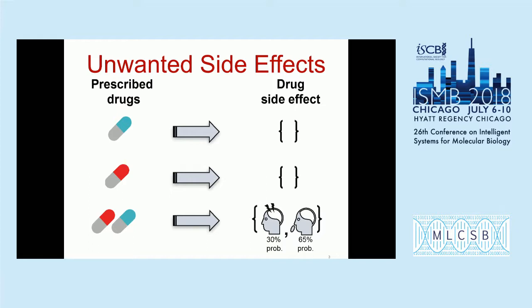The side effects can emerge because of drug-drug interactions, meaning that the activity of one drug changes unfavorably when taken together with another drug. Consider an example shown here on the slide where we have two drugs, a red and a blue drug. When a patient takes either the red or blue drug alone, there are no side effects. However, only when the patient takes both red and blue drugs together does the side effect occur.